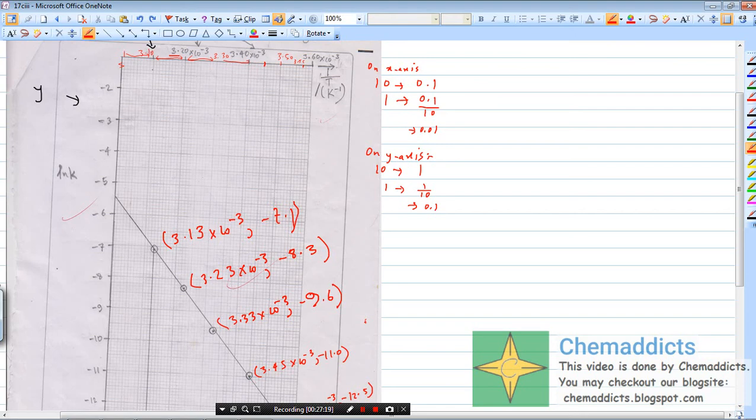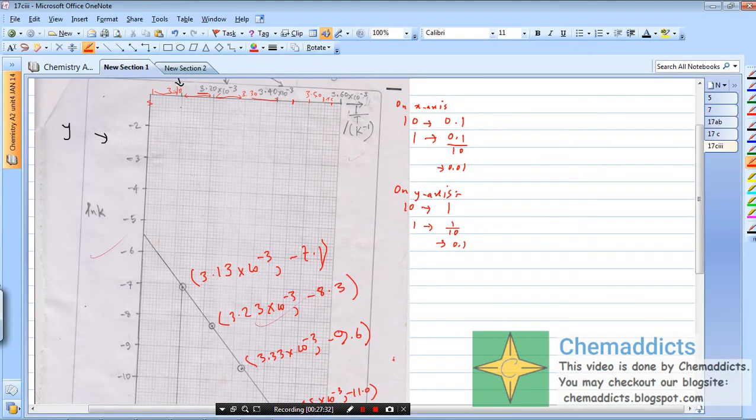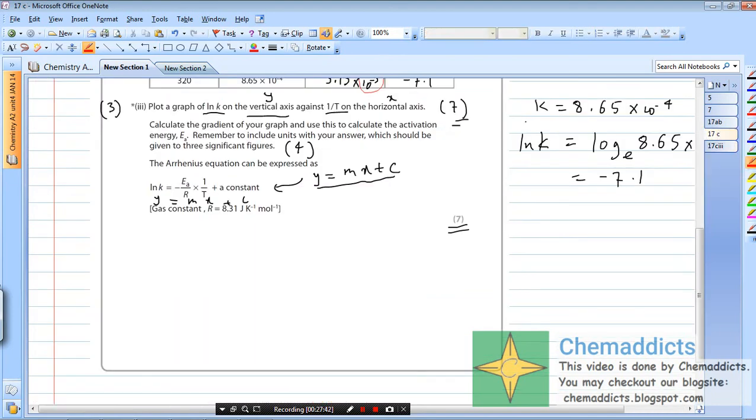So I hope that you have understood the plotting. So now let us move on to another part of this question. If you still don't understand this solution, please let me know in the comment section, and I'm always there to help you out. Okay, so now let us move on to the next part.